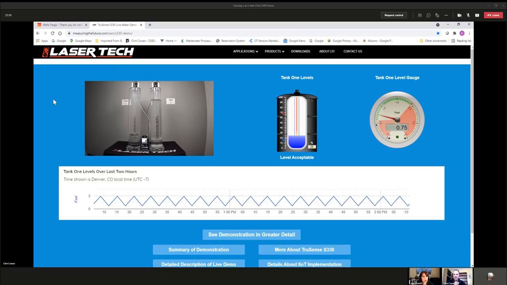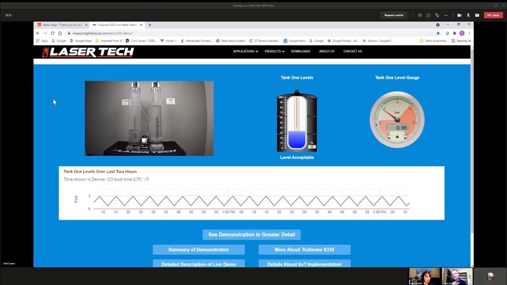So, Clint, if anyone wants to visit this on the internet, what is the website? It's called measuringthefuture.com/SCN/S330-demo/. Okay. You can also go to our website, our microsite, or our corporate site, and we have links to the live demo there as well.